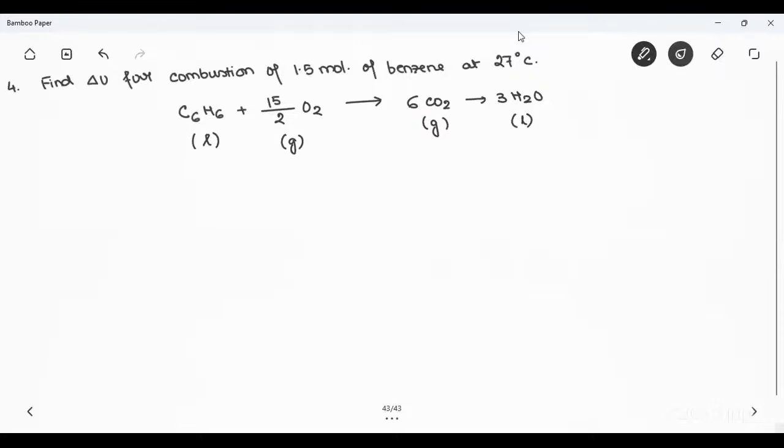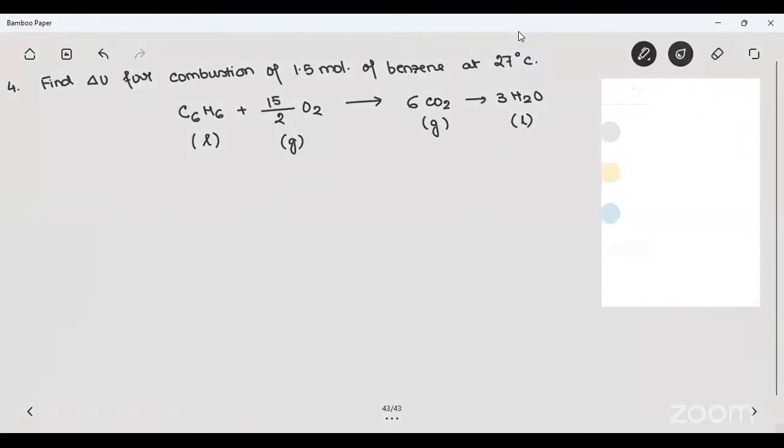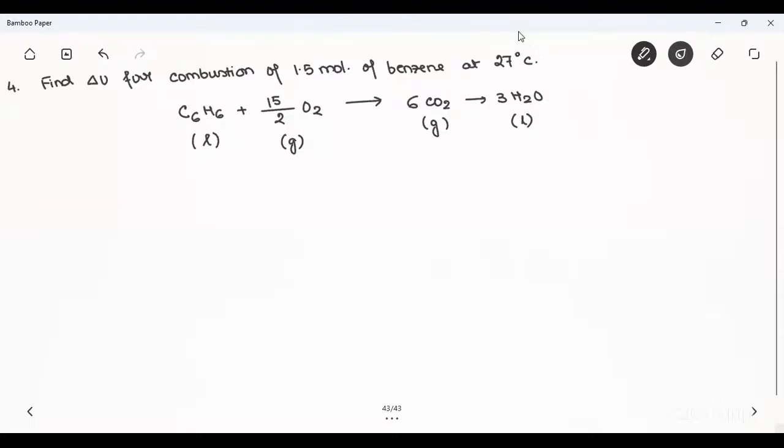And delta H. Ma'am, don't we get a plus sign between CO2 and 3H2O? Yes. Good, good. Delta H is minus 3270 kilojoules. Okay, this is given.